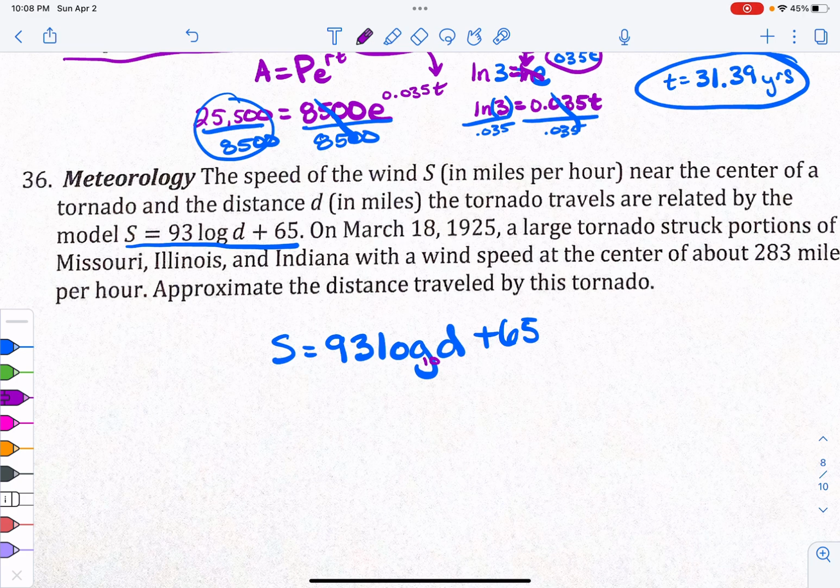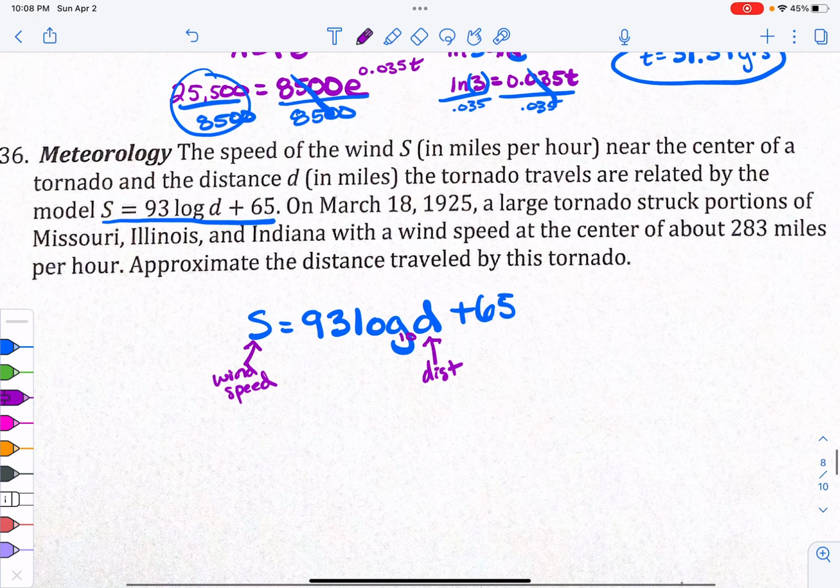The speed of the wind. So this is wind speed. I'm just labeling my stuff. Near the center of a tornado and the distance in miles. This is distance, that the tornado travels are related by this model. On March 18th of 1925, a large tornado struck portions of Missouri, Illinois, and Indiana with wind speeds at the center of about 283 miles per hour. So that was my wind speed.